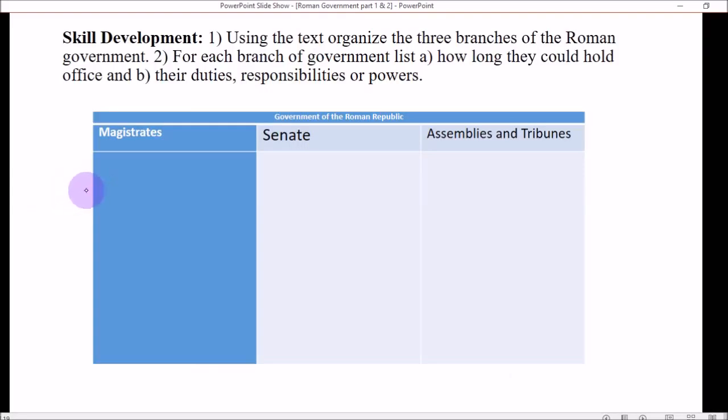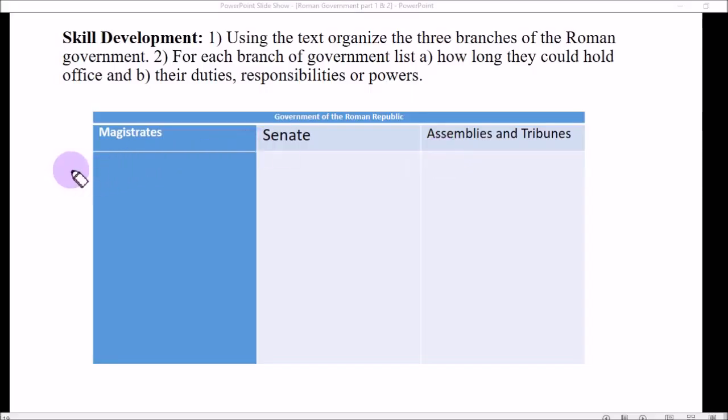All right, skill development part. It says, using the text, organize the three branches of the Roman government. For each branch, list A, how long they could serve, and B, their duties and responsibilities or powers. So on your paper, you make sure you write down magistrates for the first column. In the middle will be Senate. And to the right, we have assemblies and tribunes.